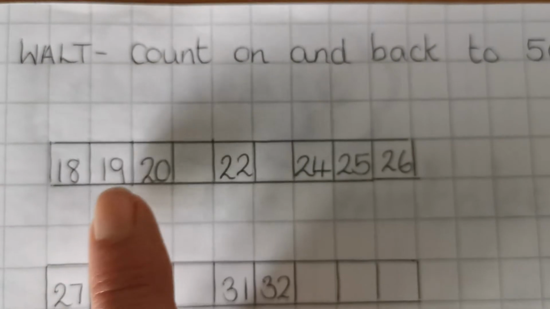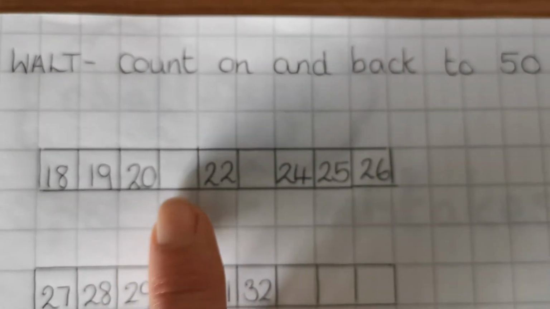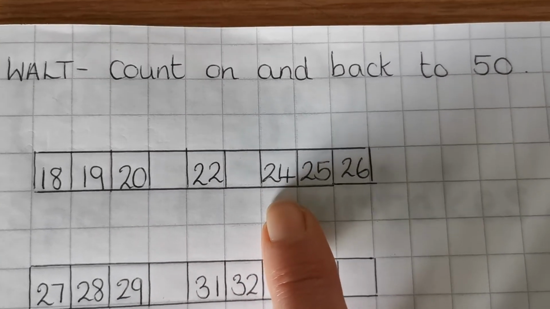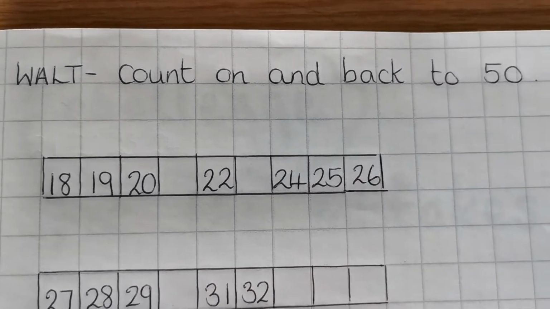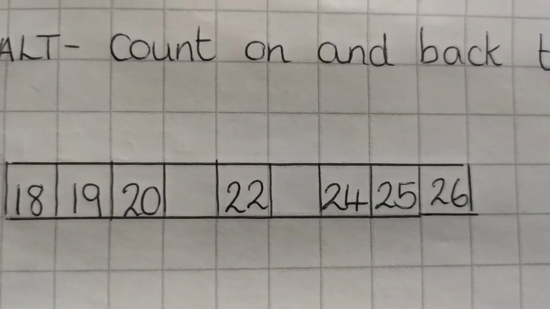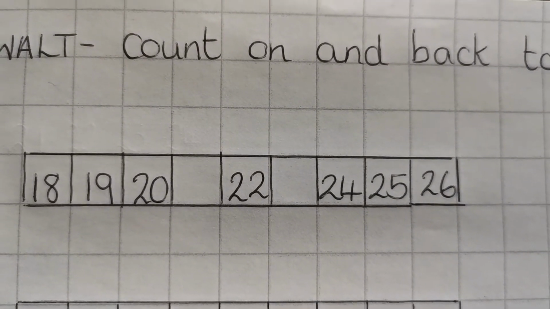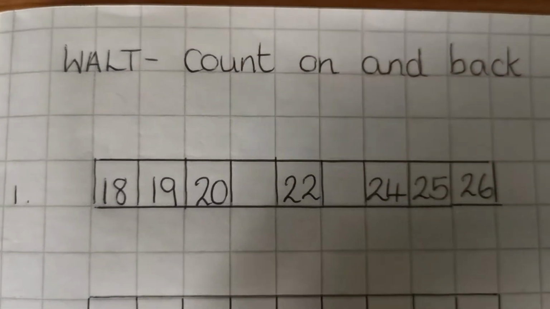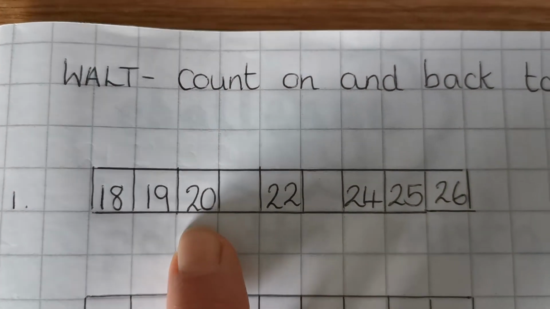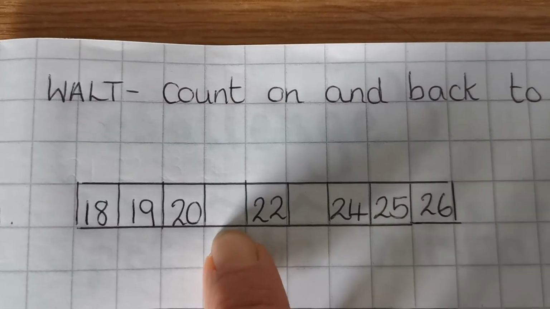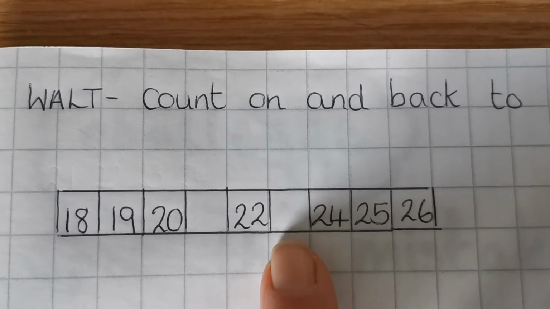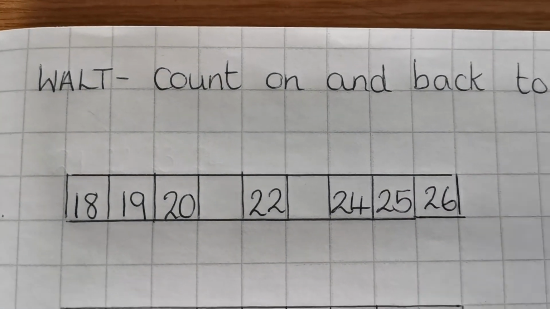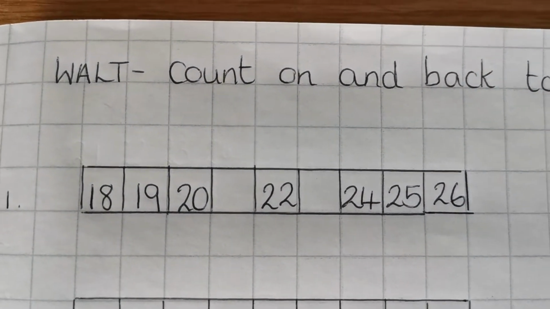We've got 18, 19, 20, then a missing number, and then 22, and another missing number, and then 24, 25, 26. So stop and have a think. What do you think those missing numbers are going to be? That's right. 18, 19, 20, 21, 22, 23, 24, 25 and 26. Well done if you got 21 and 23 were the missing numbers.